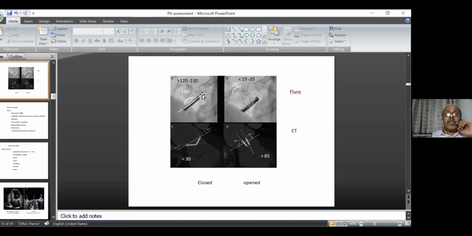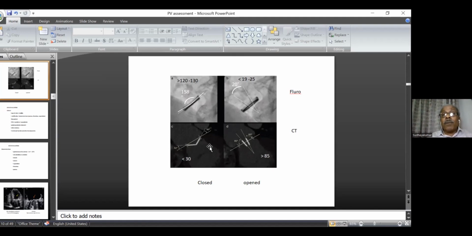Now this is the fluoroscopy where it is closed, the two discs are seen, and you take this angle between the two discs as the closing angle and this as the opening angle. So in fluoroscopy, in a bileaflet, the closing angle should be more than 130 to 150, and opening angle should be less than 20 degrees. Then it should come and close very sharply.